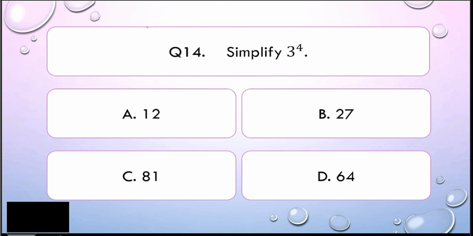Simplify 3 to the 4th power. Is it A, 12, B, 27, C, 81, or D, 64? I'll give you 5 seconds to think about your answer.